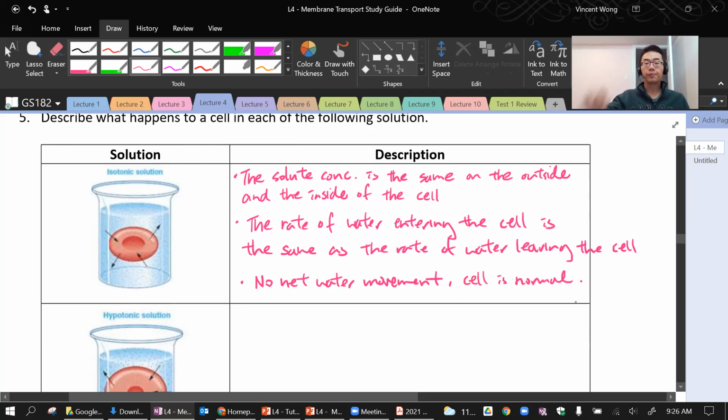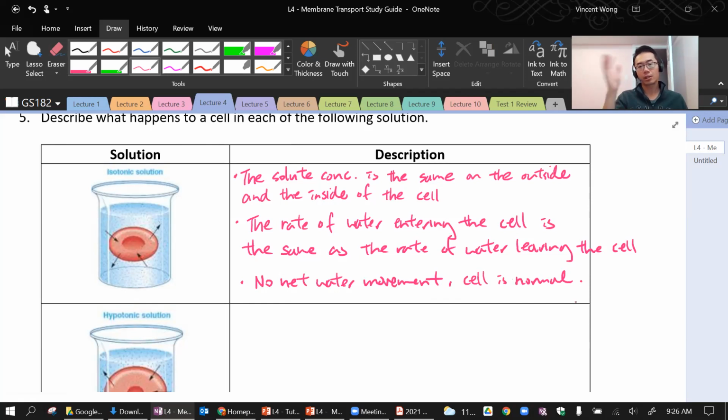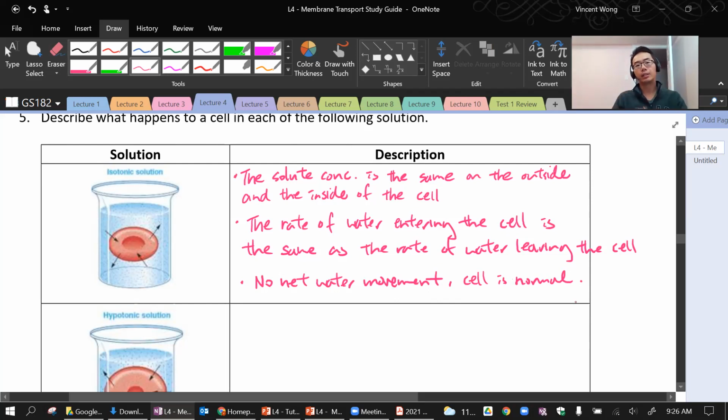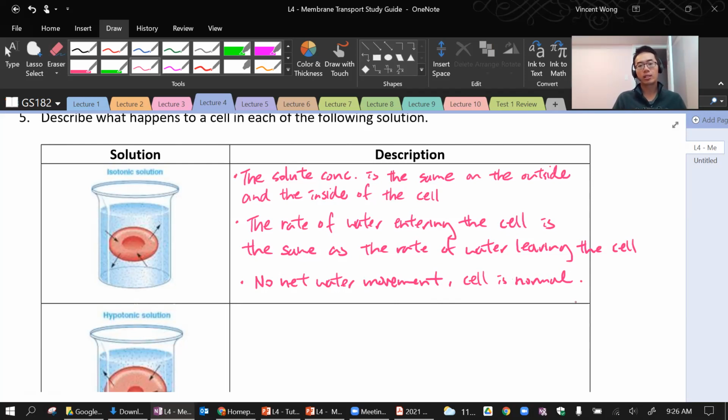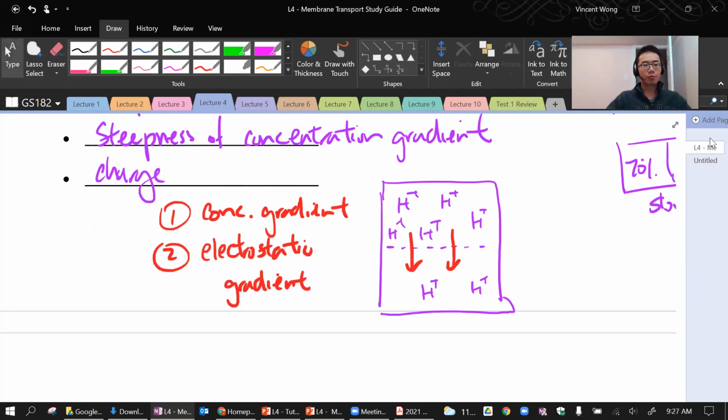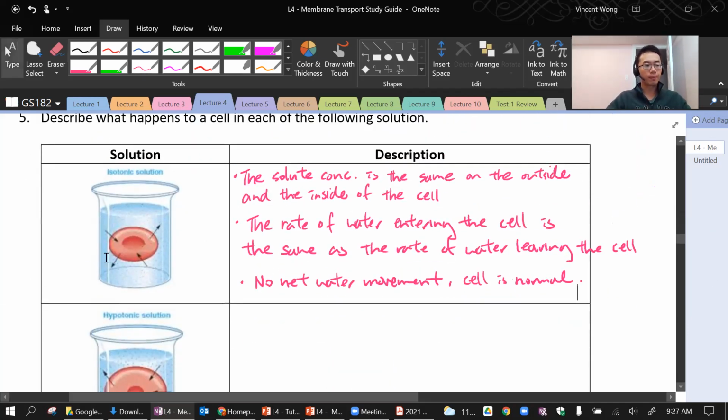Okay. Now, one confusion is that people think the water does not move at all. That's not the case. Okay. It just means that whatever amount of water is coming in, that is the exact amount that's leaving at the same time. Okay. So overall, they cancel each other, and the cell is not going to change shape. So that's the normal condition for a cell. This is a red cell, right, in our solution.